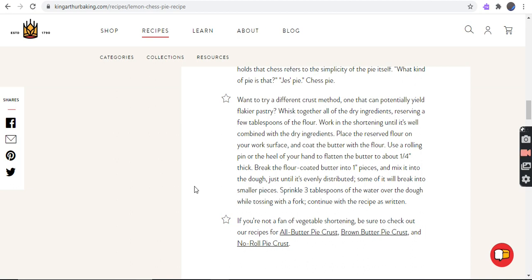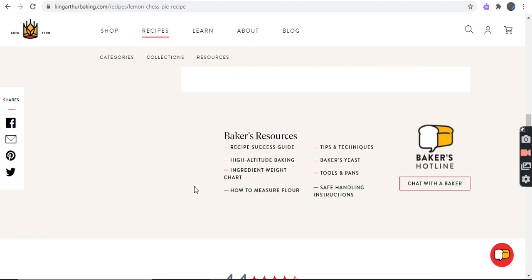If you're not a fan of vegetable shortening, be sure to check out our recipes for all-butter pie crust, brown butter pie crust, and a no-roll pie crust.